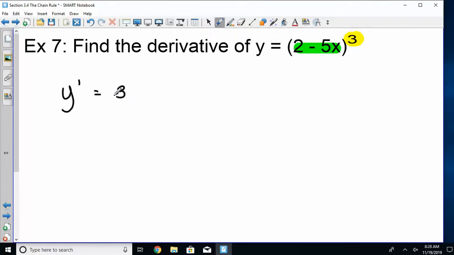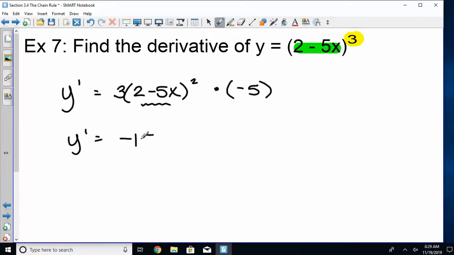So derivative of the outside, if something is to the third, you would bring the third down. In the chain rule, that inside piece stays the same, and then we subtract 1 from our power. So that's the derivative of the cubed portion. You with me there? And then you do times the derivative of just this inside. So derivative of 2 is 0, minus derivative of 5x, so I just get a negative 5. So overall my derivative is negative 15 times (2 minus 5x) squared.